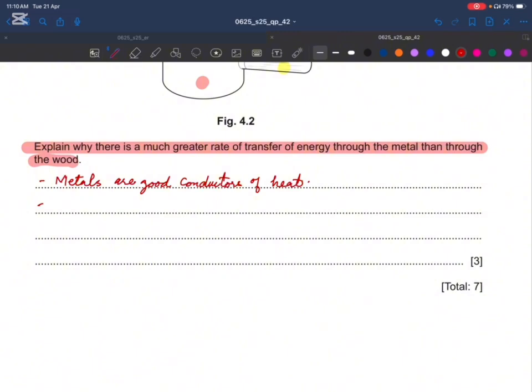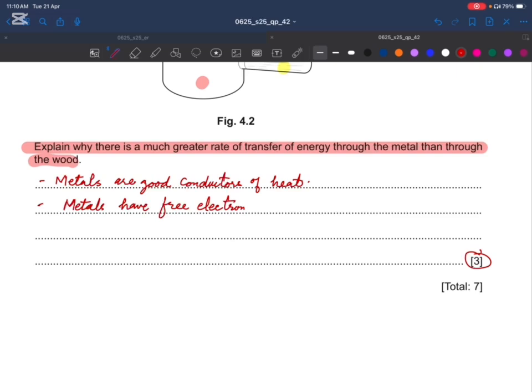Then you know why they are good conductors? Because metals have free electrons. So write down this fact as well. You know that you have to get 3 marks, so at least 3 points you have to mention.